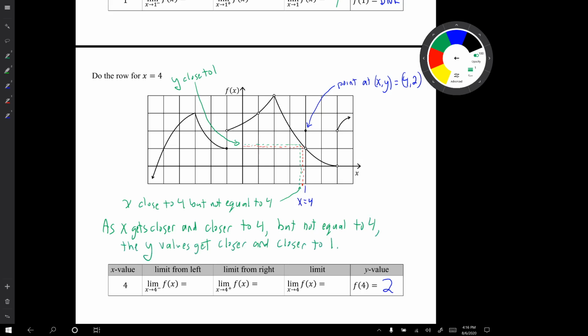As x gets closer and closer to 4, but not equal to 4, the y values get closer and closer to 1. Also, as we did in the previous row of the table, we abbreviate that sentence by writing the number 1 here. So as x gets closer and closer to 4, but not equal to 4, the y values get closer and closer to 1.